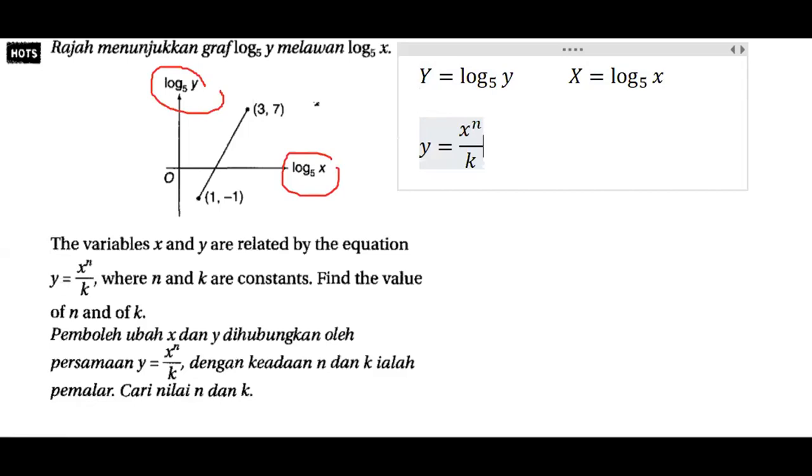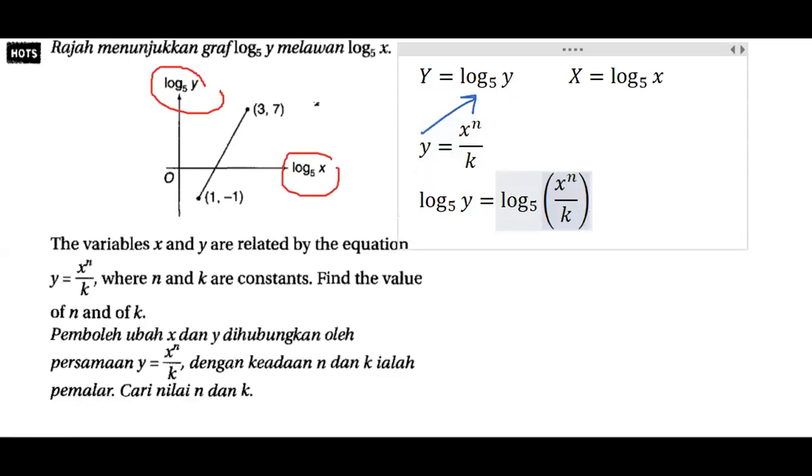Macam mana nak tukar ini Y jadi log Y, log 5Y? How to change Y become log 5Y? Nanti log? Log. Okay, answer is log lah. Terus log saja. Okay, dia tambah satu log, kita pun tambah satu log. Just put the log. So log 5y equals to what? Log 5 and then x kuasa n bahagi k. Understand? They give log 5y, we just follow lah. Ikut saja. Yeah, follow the graph.